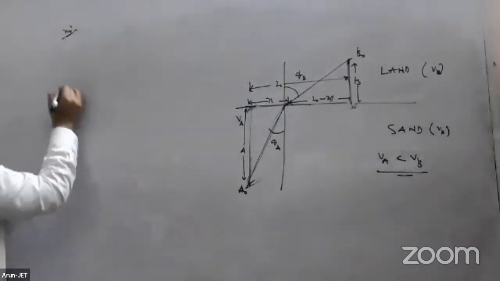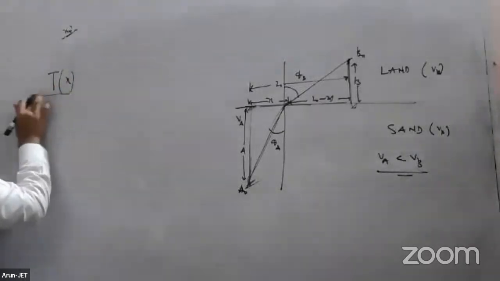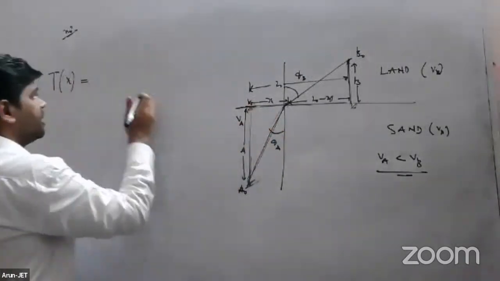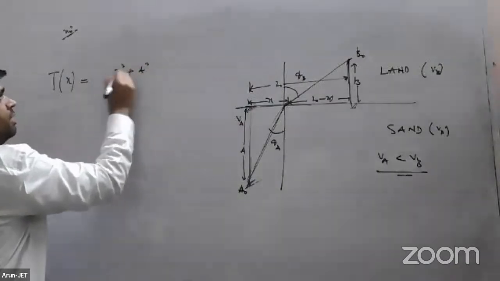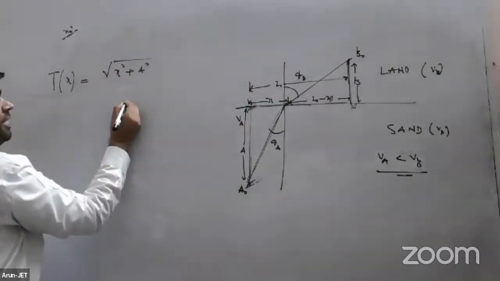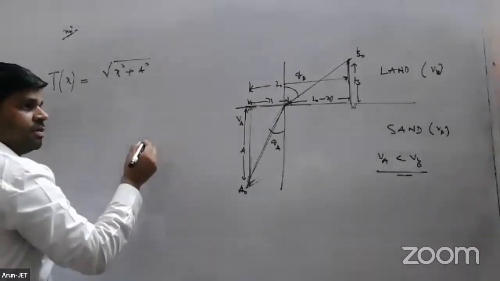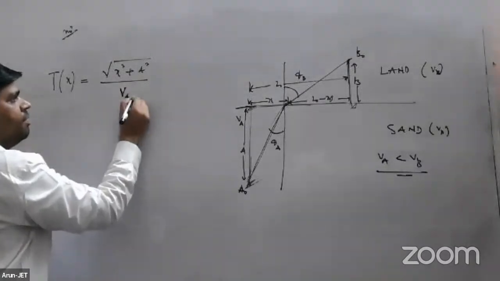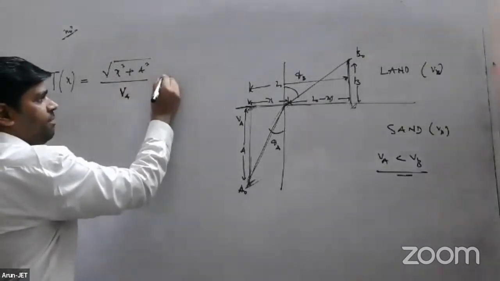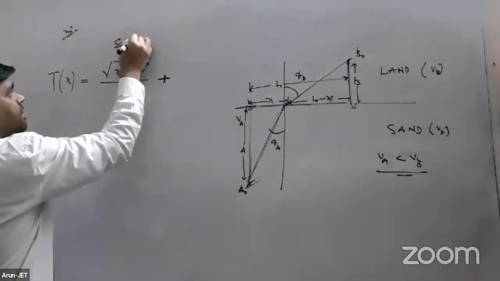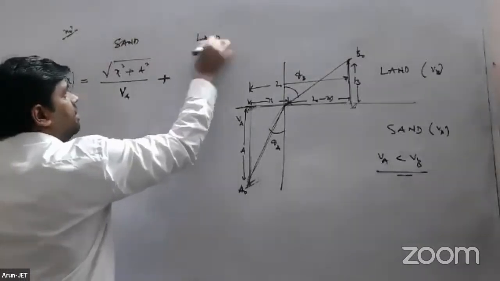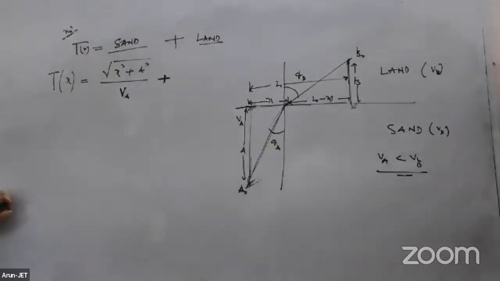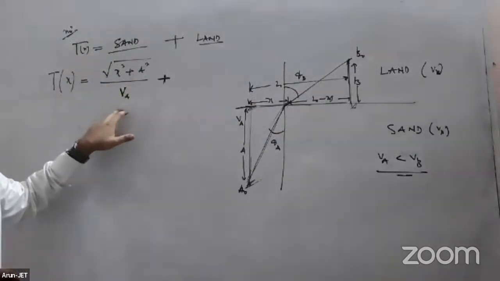Let's see how. Again, I need t of x, time as a function of x. What is the hypotenuse now? Root of x square plus a square. But how much time will it take to travel this distance? Distance by speed, VA. Plus, this is the time in sand. Now I want time on land. Sum of these two should be the total time. So time in sand is root of x square plus a square by VA.